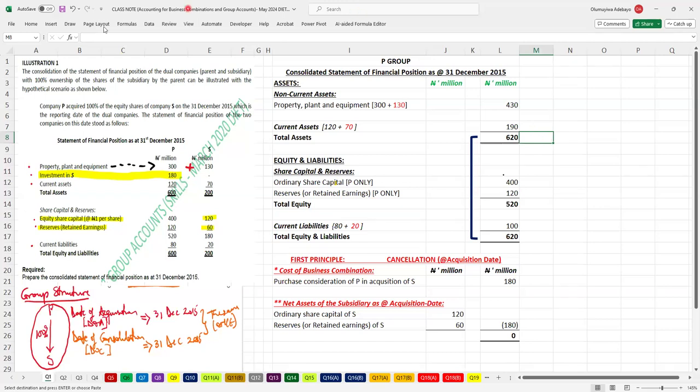Any question for now? You have a few minutes to ask questions now before we move on to the second principle, using a similar illustration, if not the same. Okay, Timothy, over to you.